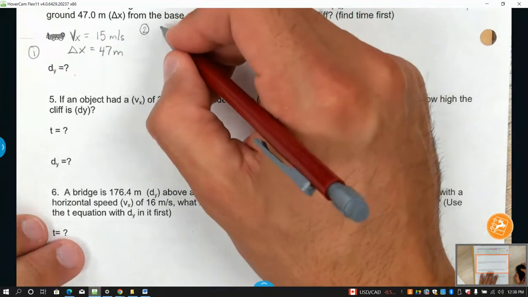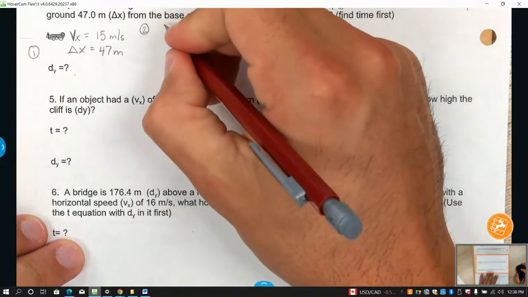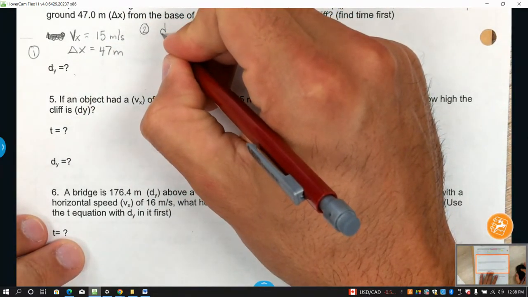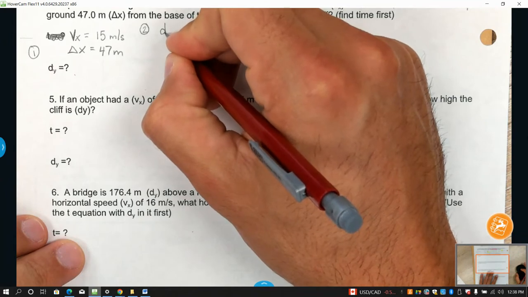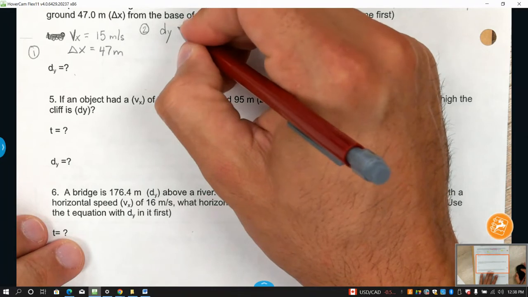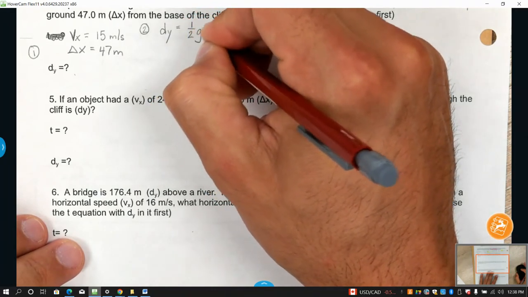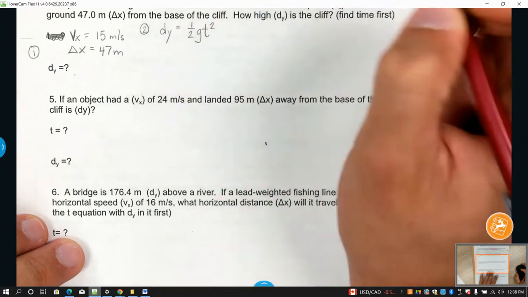I want you to write the equation out before you plug in any numbers. This is exactly how I want to see it. How good are you at following directions? Whether you like it or not, don't argue, just take the extra 10 seconds. dy is 1/2 gt squared.